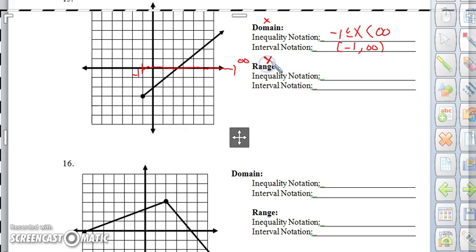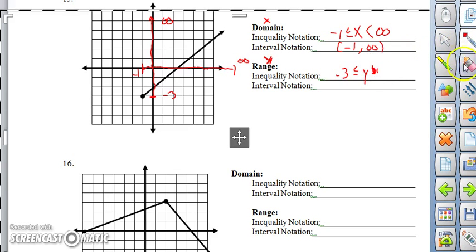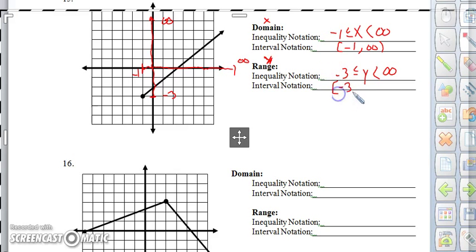Let's look at our y values, our range. If I start here at -3, 1, 2, 3, and I keep going, this is going to keep going up and up and up and up. So I won't be able to stop here. I'm going to go to positive infinity here too. So we have -3 less than or equal to y, oh, not equal to, but just less than positive infinity. Alright, and then our interval notation. There we go.